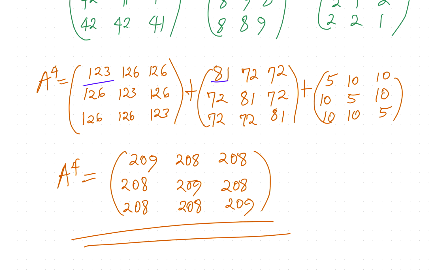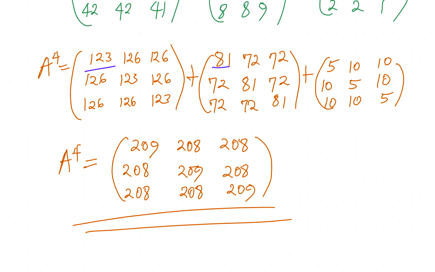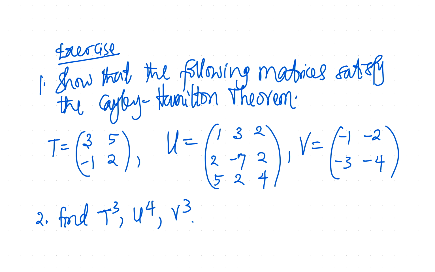So that is the idea of the Cayley-Hamilton theorem. Every square matrix satisfies its own characteristic polynomial. That means if you put a matrix into its characteristic polynomial, you get 0. And because you can get that, you can actually get higher order powers of matrices from that. So that's why you have this exercise to try your hands on.